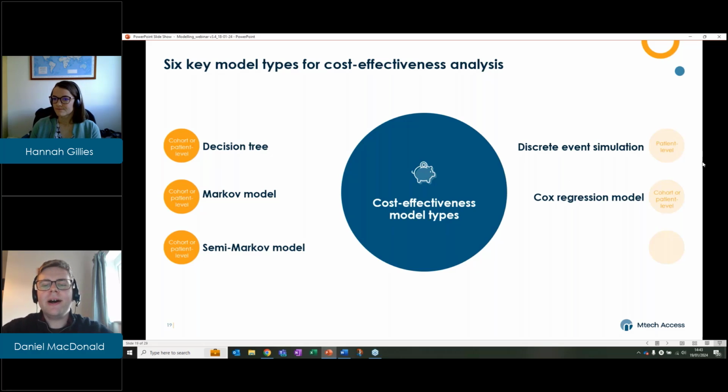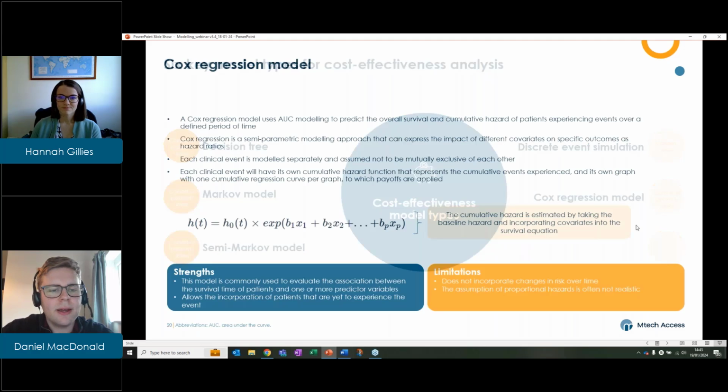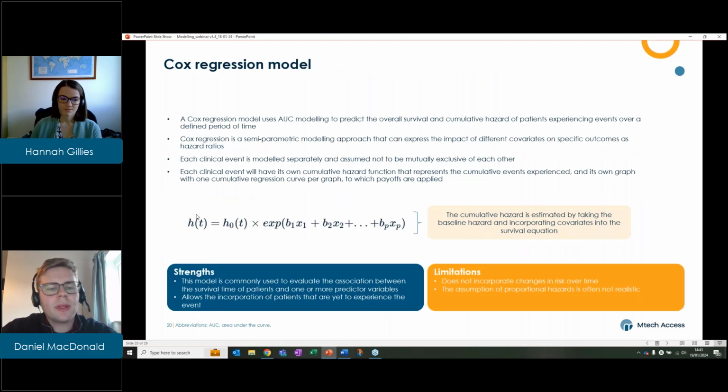Thanks, Hannah. So as discussed, the Cox regression approach could be an alternative method to discrete event simulation. So on the next slide, thank you. A Cox regression model, I'd say, is not incredibly commonplace in HTA submissions. There isn't usually a fantastic precedent out there, but it's a very intuitive and interesting approach to consider.